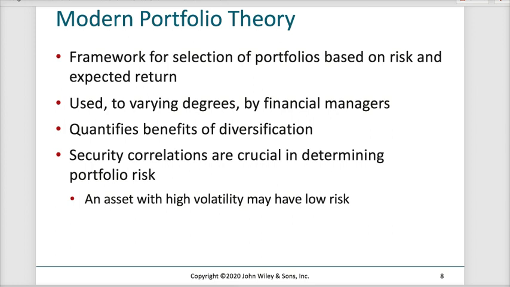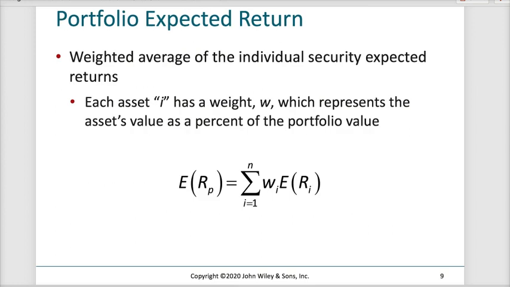So we want to see that an asset with an individual high volatility may actually have a low risk because of the higher level of returns. Now, a weighted average of individual securities' expected returns is something that we could use to make an expected portfolio return, by calculating the weighted average of the individual securities within the portfolio. And that's what this basic formula represents here.